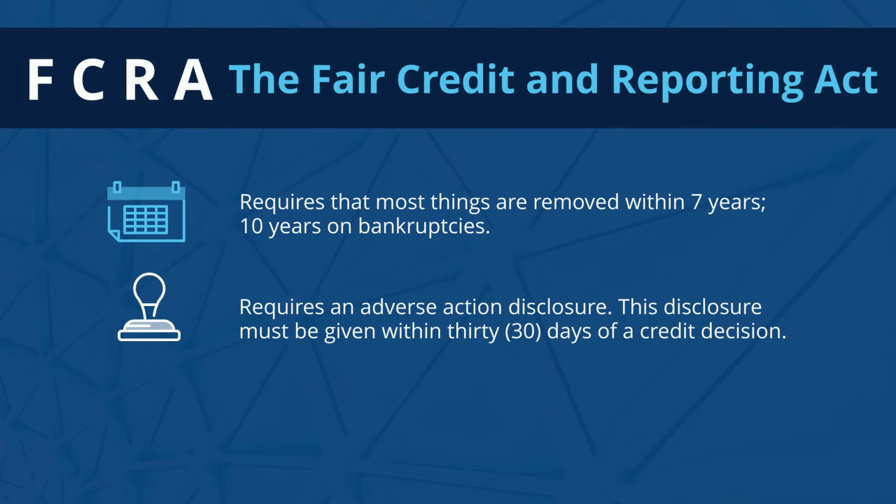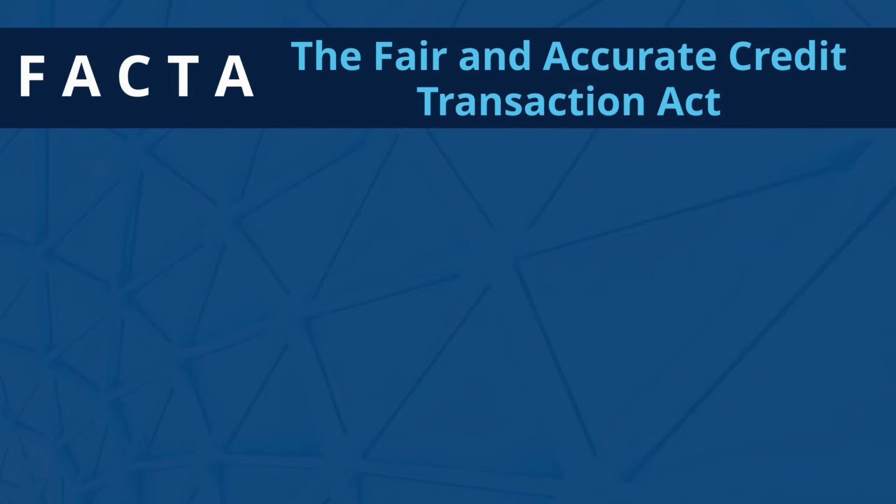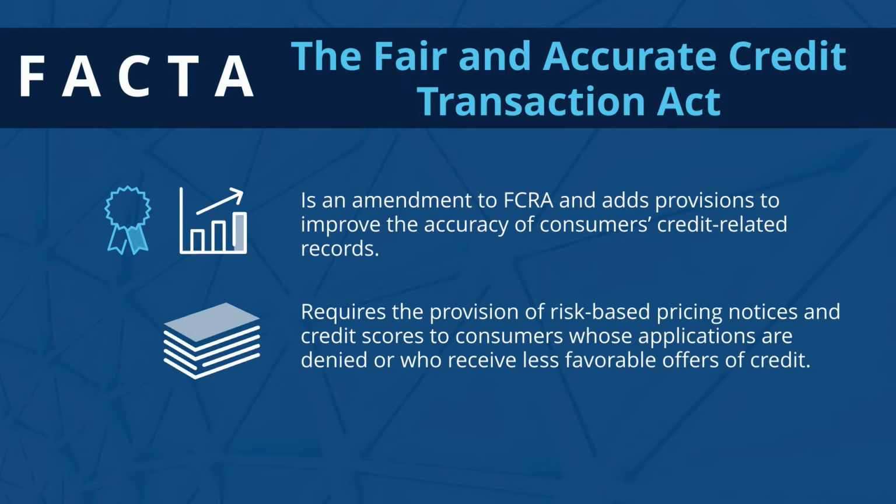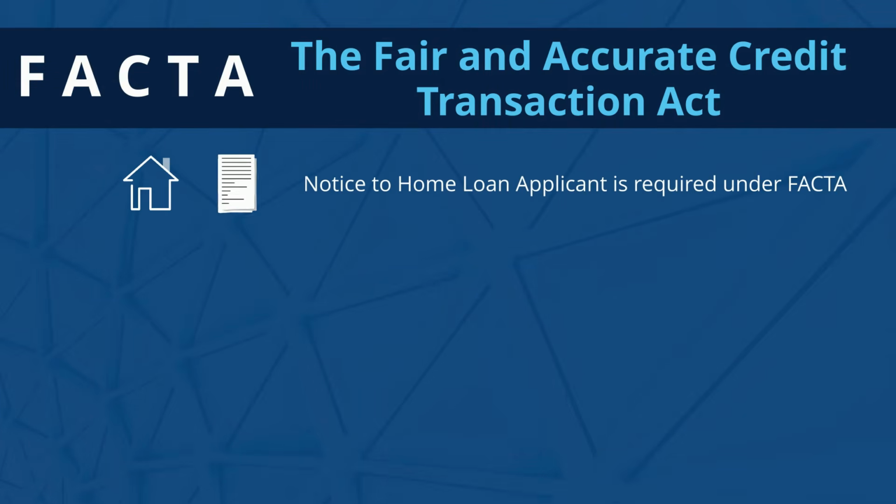FCRA requires an adverse action disclosure. This disclosure must be given within 30 days of a credit decision. FACTA, the Fair and Accurate Credit Transactions Act, is an amendment to FCRA and adds provisions to improve the accuracy of consumers' credit-related records. FACTA requires the provision of risk-based pricing notices and credit scores to consumers whose applications are denied or who receive less favorable offers of credit. Notice to home loan applicant is required under FACTA.